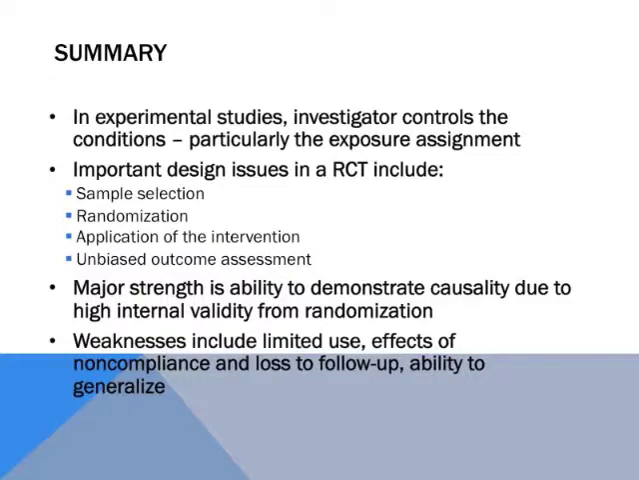In summary, in experimental studies, the investigator controls the conditions, particularly the exposure assignment. Important design issues in an RCT include sample selection, randomization, the application of the intervention, and unbiased outcome assessments. Major strength of an RCT is the ability to demonstrate causality due to high internal validity from randomization. The weaknesses include limited use, as many exposures we're interested in epidemiology would be unethical to conduct a trial on. There's also the effects of non-compliance and loss to follow-up, and the limits this has on generalizability.